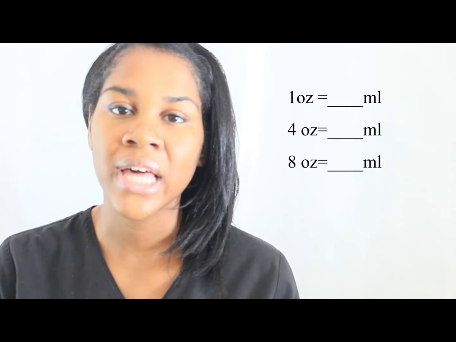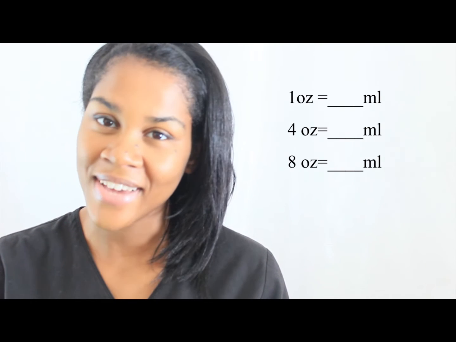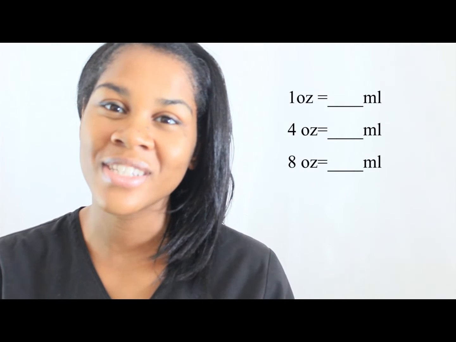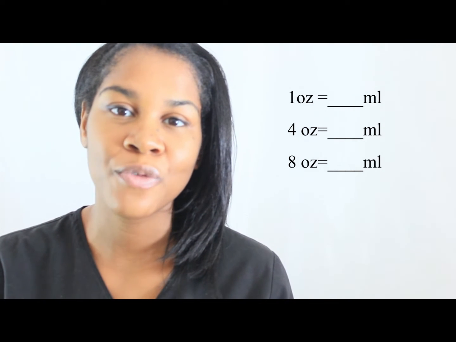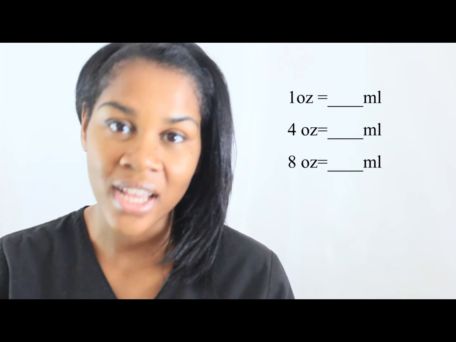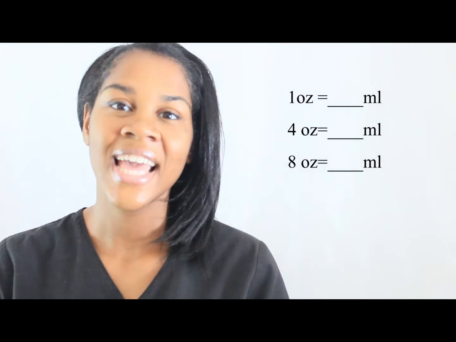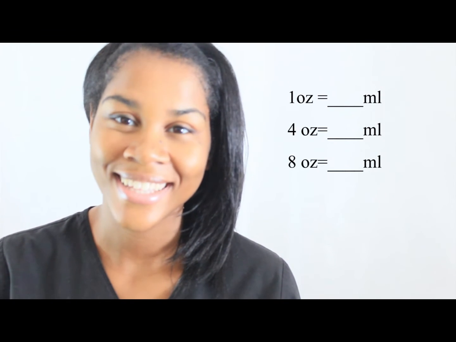The first one is very common. In order to do any kind of patient tray calculations, you have to know ounces to milliliters. So very quickly, 1 ounce equals how many milliliters? You guys know it. 1 ounce equals 30 milliliters. How many milliliters are in 4 ounces? What do you guys think? That's right, 120 milliliters. How many milliliters are in 8 ounces? You guys got it, 240.